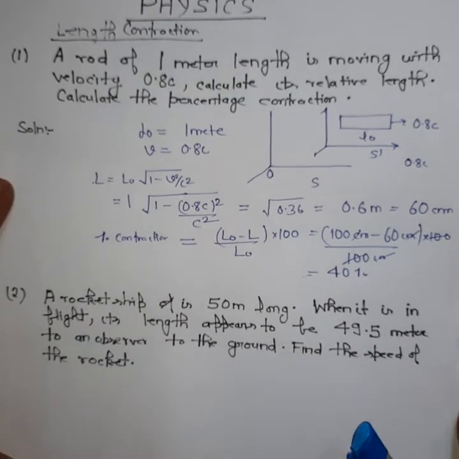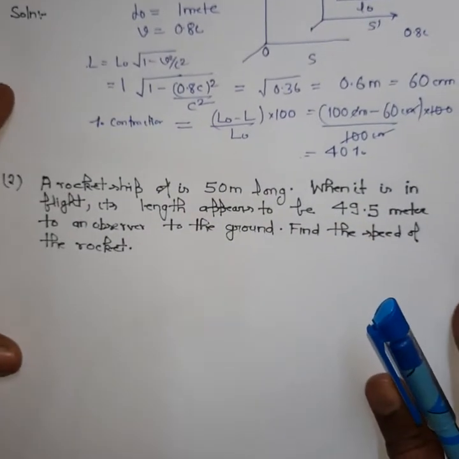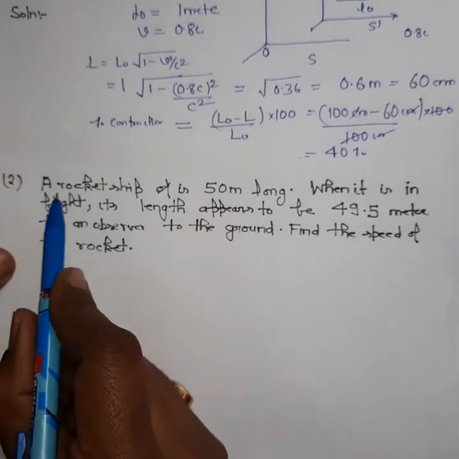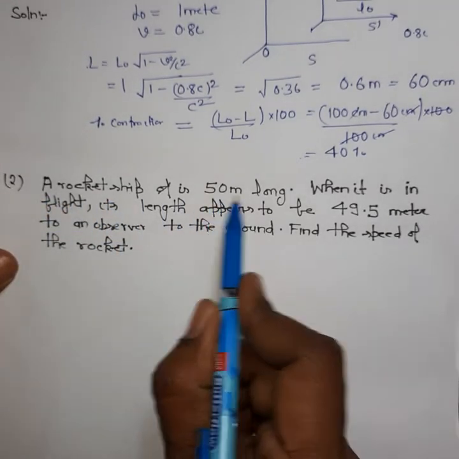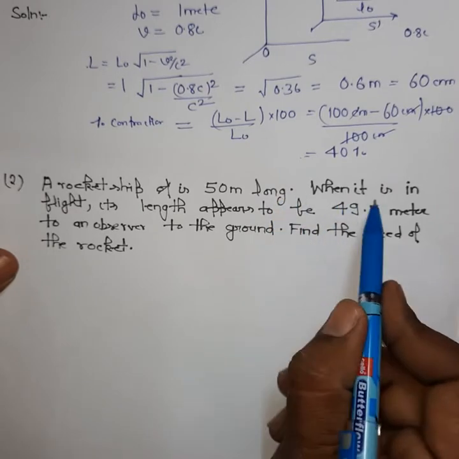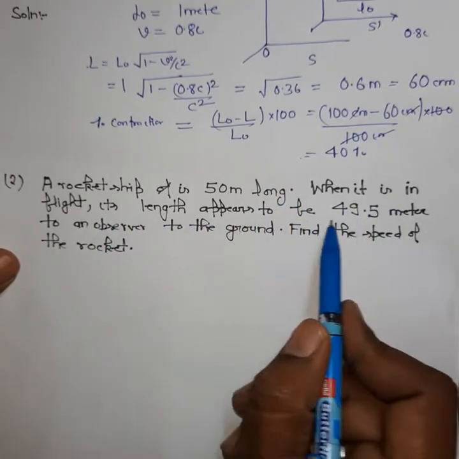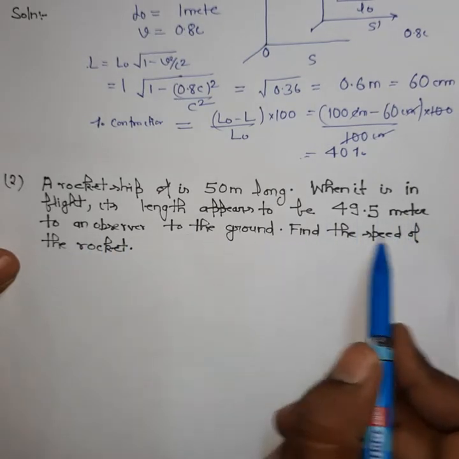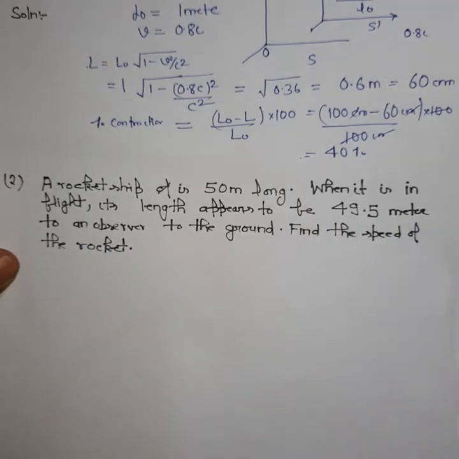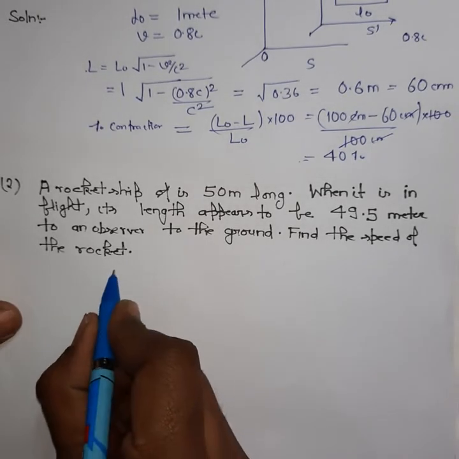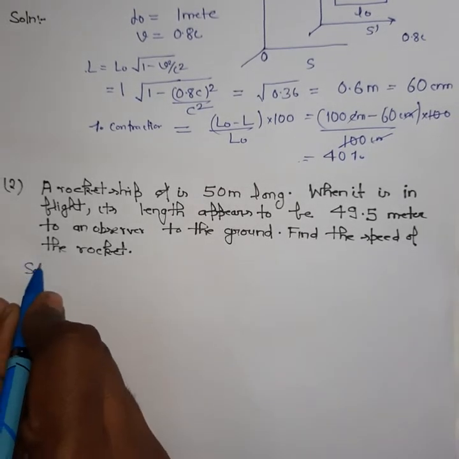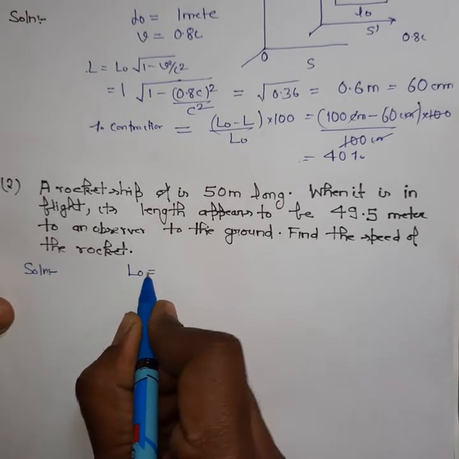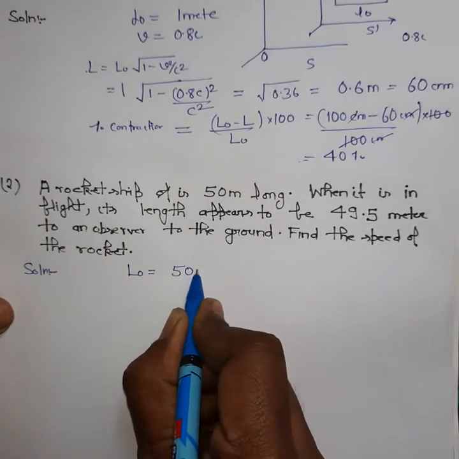Now there is another problem. So what is the statement of the problem? In this problem, a rocket ship is 50 meter long. When it is in flight, its length appears to be 49.5 meter to an observer on the ground. Find the speed of the rocket. So the proper length is given, that is L naught is equal to 50 meter.